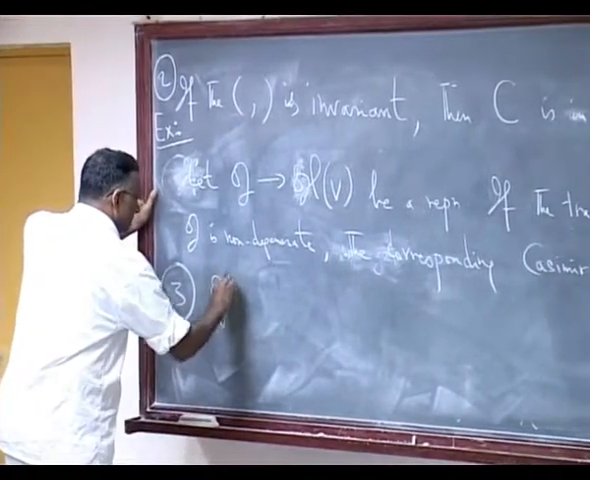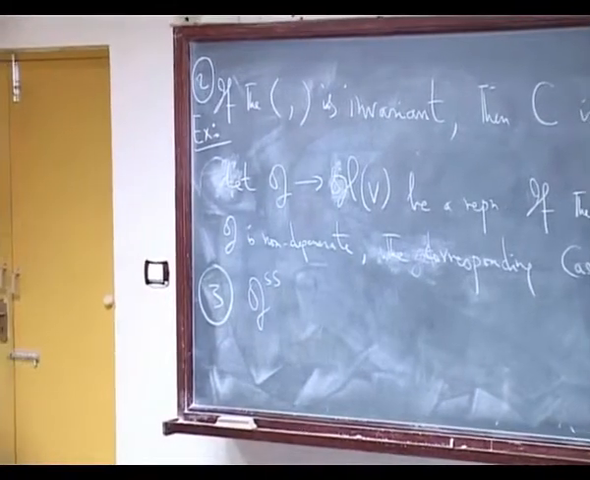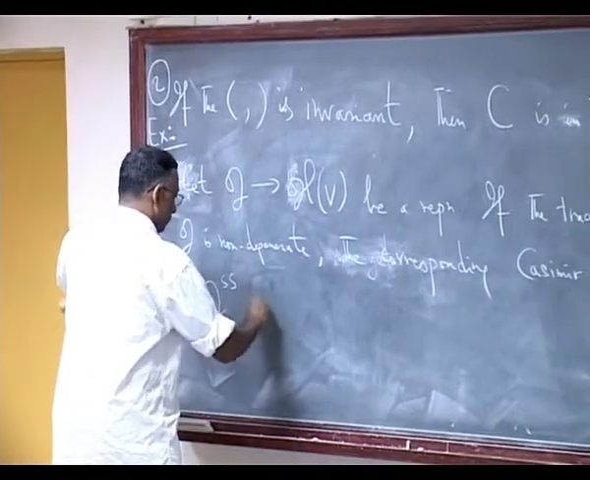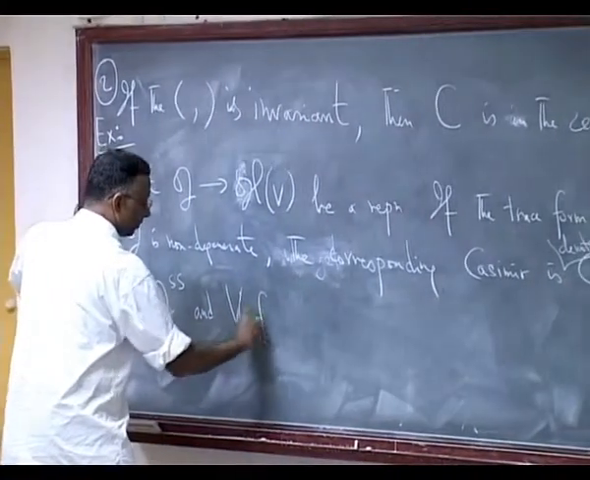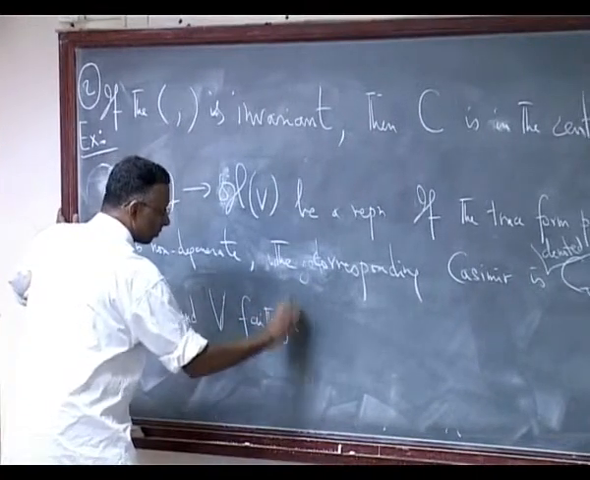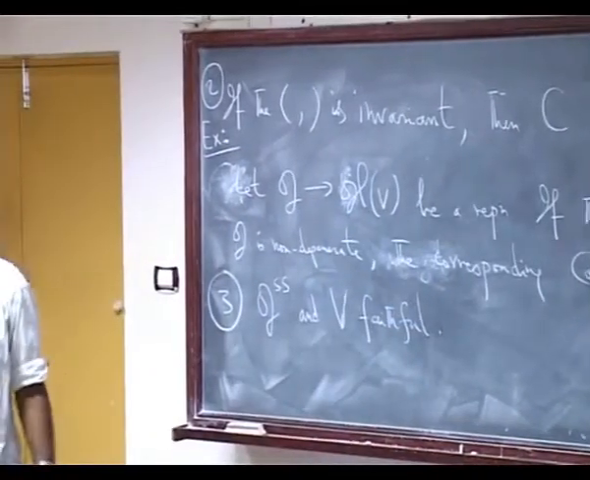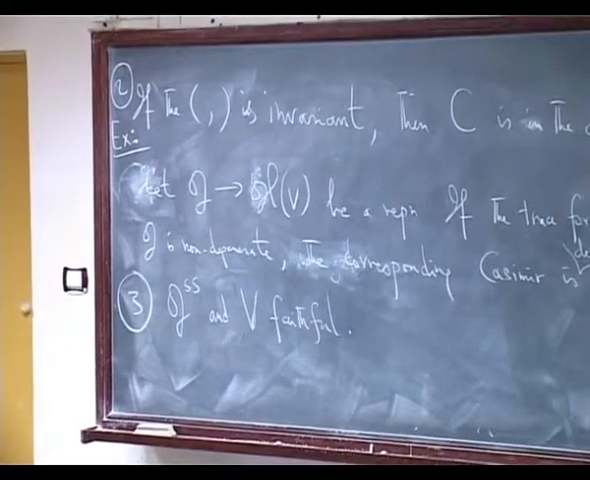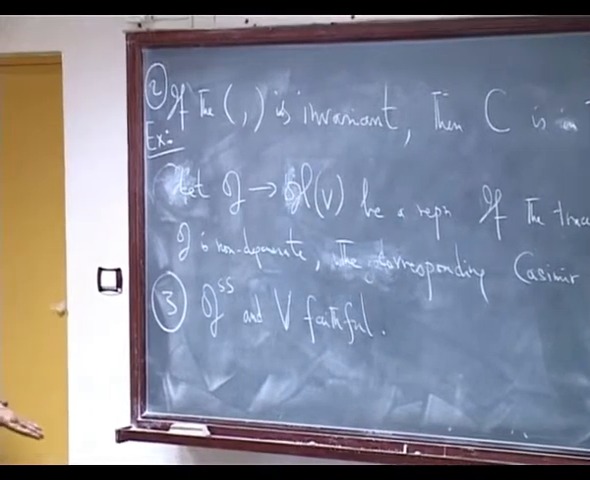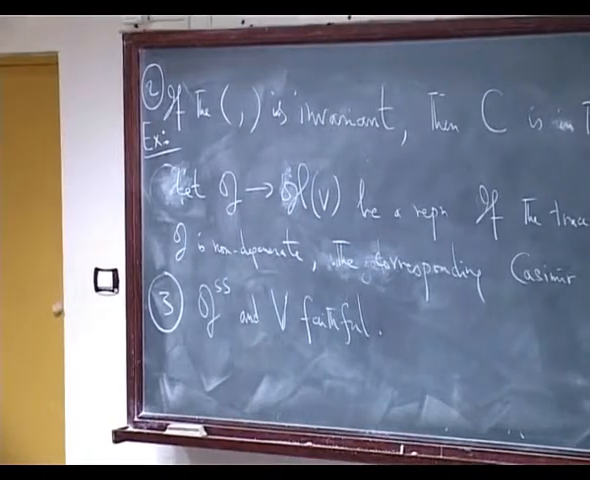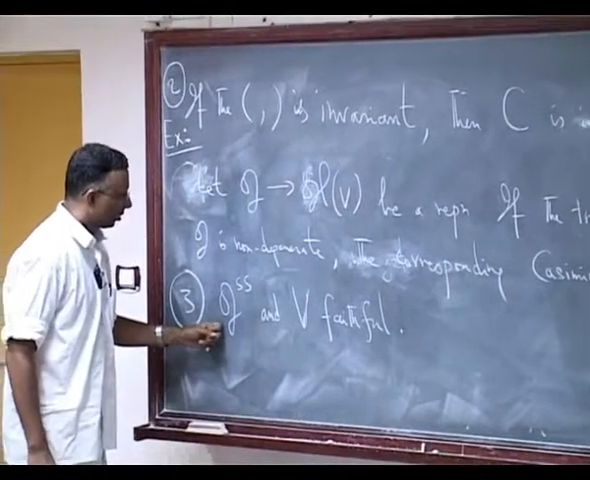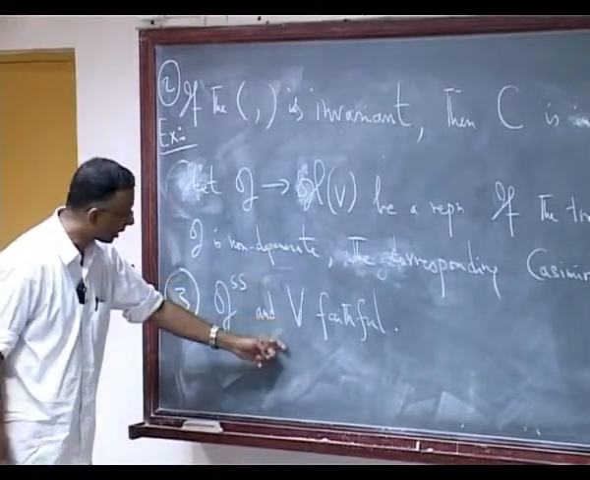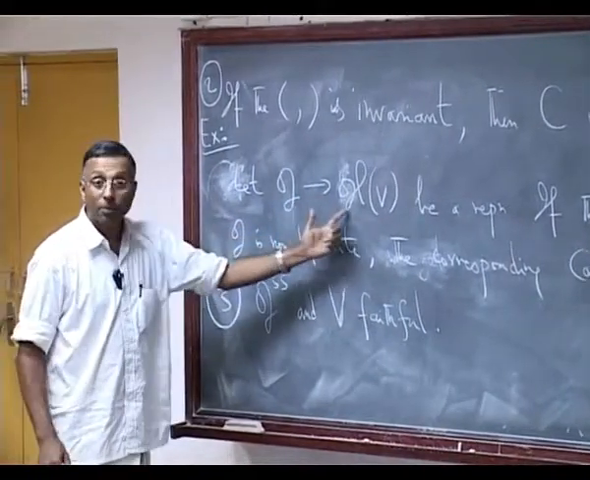So assume G is semi-simple, and V is faithful. In particular, that must be faithful. But even if it is faithful, the trace form may not be non-degenerate. So suppose G is semi-simple and V is faithful. As Shiva points out, the faithfulness of the representation is necessary.